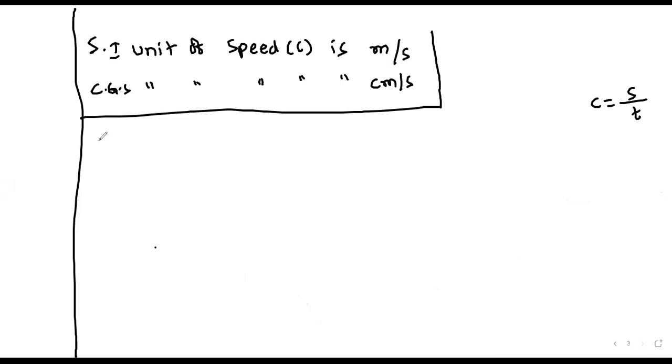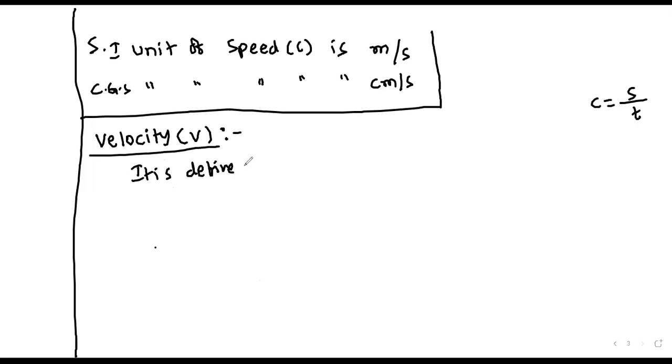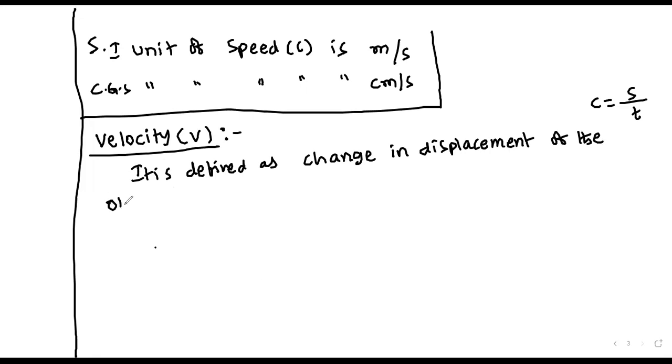Next one is velocity. It is indicated by V. According to the definition of velocity, it is defined as change in displacement of the object with respect to time taken.